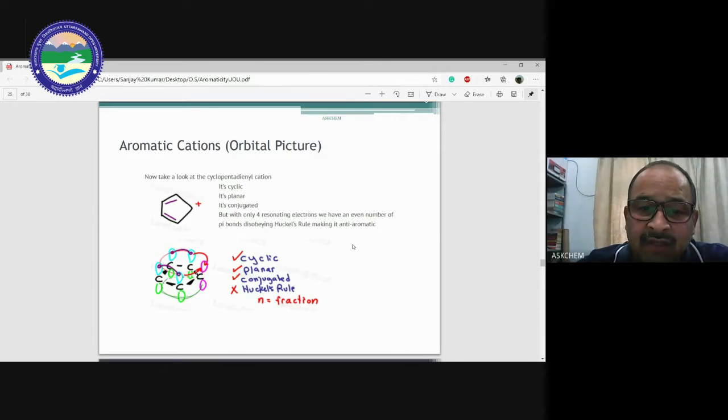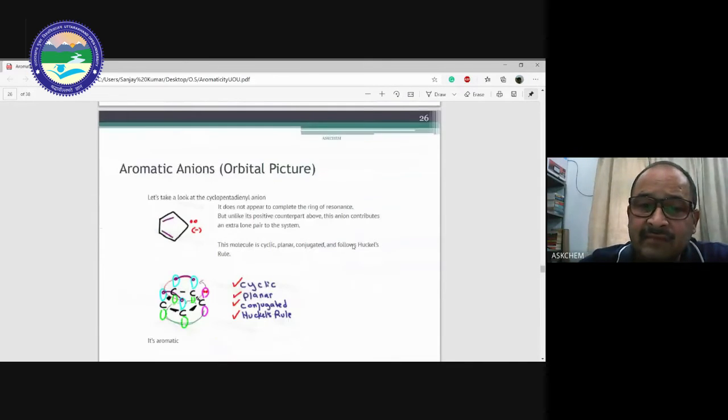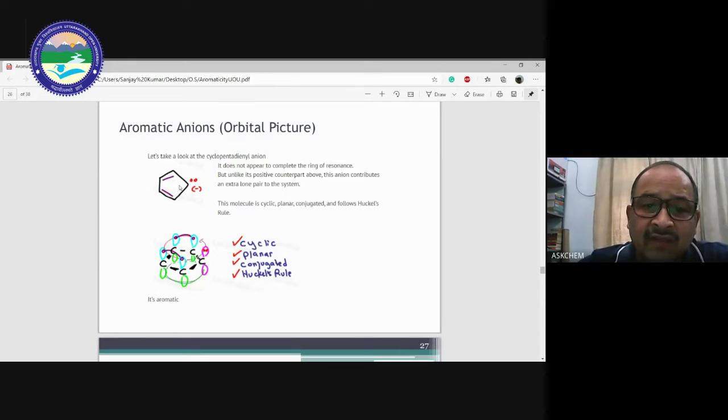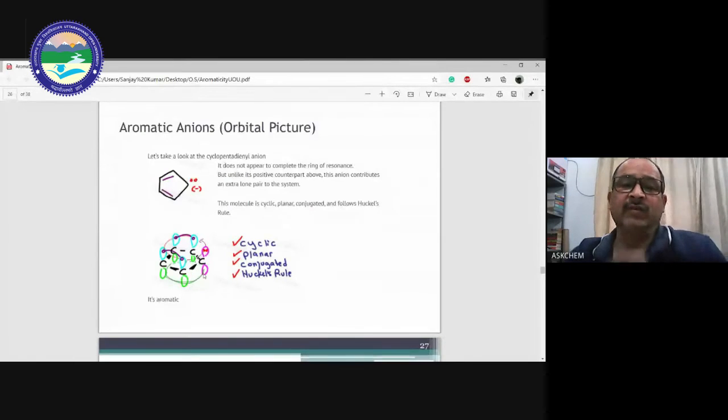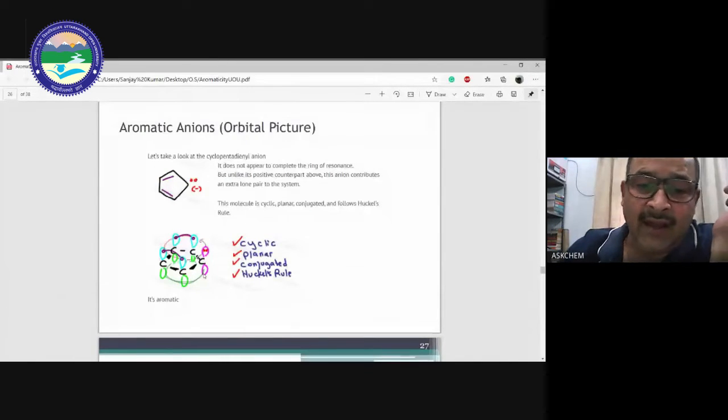But if we take the case of aromatic anions, it's a different picture. In the case of aromatic anion, this is very much aromatic because this is the cyclopentadienide anion, in which it has 6 pi electrons, because 4 electrons are contributed from these carbon p orbitals, and one unhybridized p orbital is having a pair of electrons, and that's why it satisfies that it is cyclic, it is planar, it is conjugated, and it satisfies Huckel's number, and so the cyclopentadienide anion is aromatic.